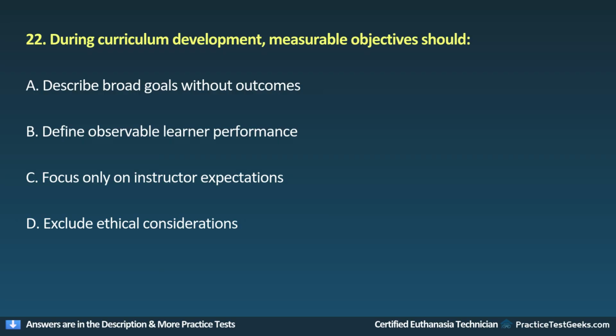22. During curriculum development, measurable objectives should A. Describe broad goals without outcomes. B. Define observable learner performance. C. Focus only on instructor expectations. D. Exclude ethical considerations.